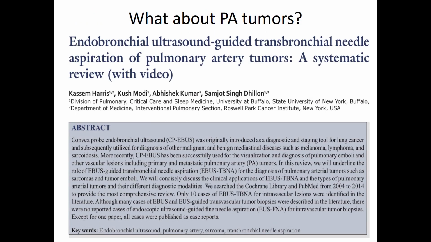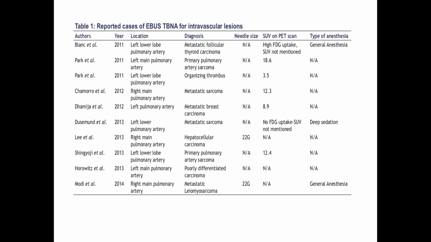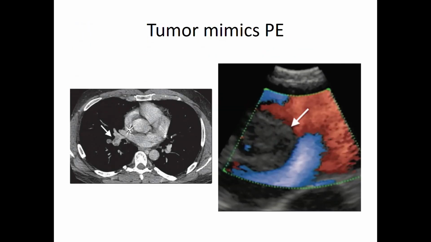Now, if you ask about pulmonary artery tumor, first, it is not as common. So, to have a suspicion of pulmonary artery tumor is also very difficult. Mediastinal vascular tumors are most of the time diagnosed as pulmonary thromboembolism. In fact, failure of anticoagulation sometimes gives an idea that we are probably dealing with a neoplastic pathology, contrary to the finding of pulmonary thromboembolism. These tumors mimic pulmonary embolism and are very difficult to diagnose.